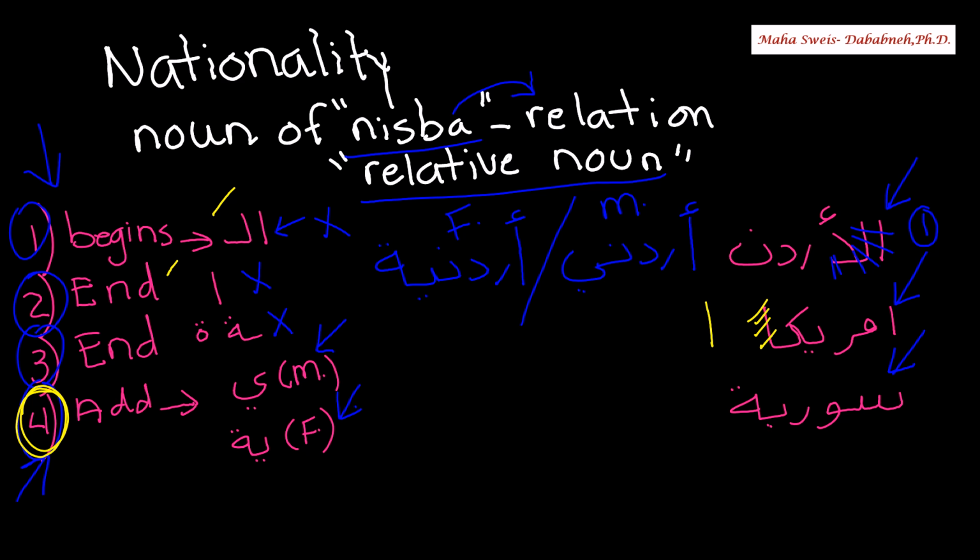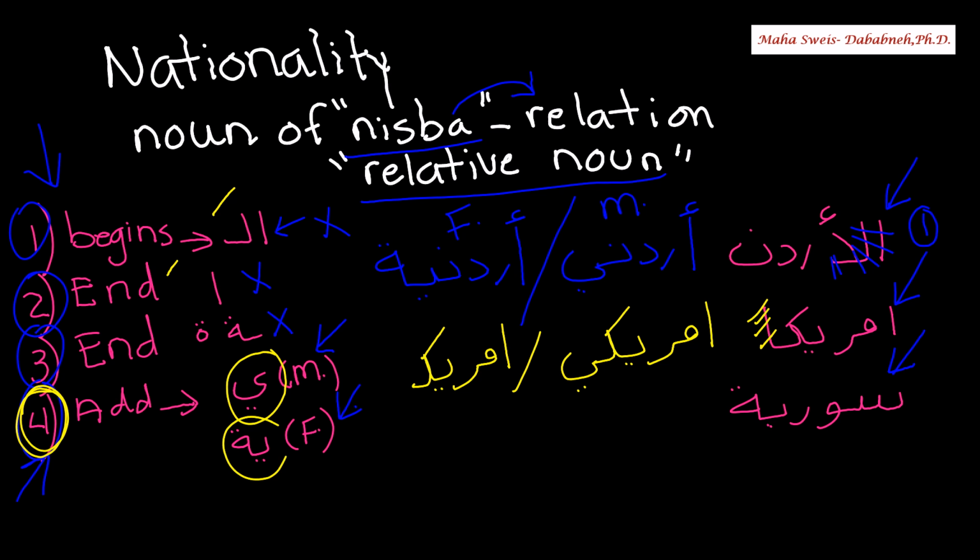We write down the remaining letters. Mim, ra, ya, kaf. And you stop. If you are a male, you suffix ya. Ana Amriki. If I'm a male, I say Ana Amriki. I'm American. Female, same thing. Write down the remaining letters and suffix ya and ta marbuta for female. Ana Amrikiya. Ana Amriki if you are a male, I'm American. Ana Amrikiya if I'm a female. Male, female.